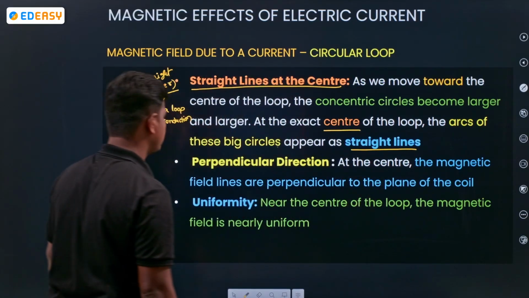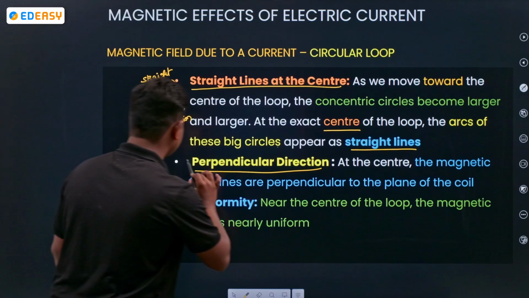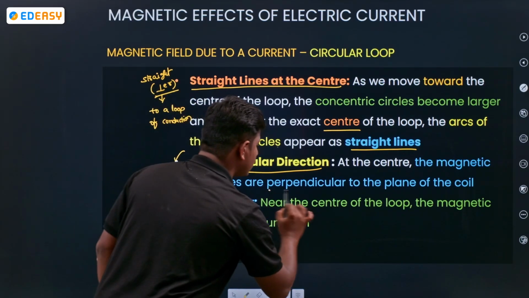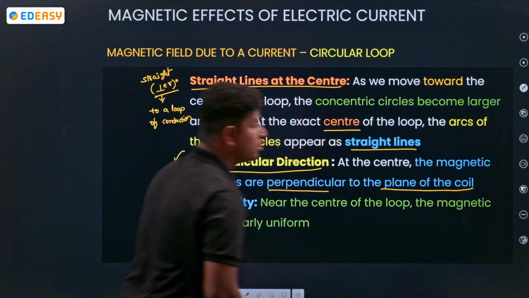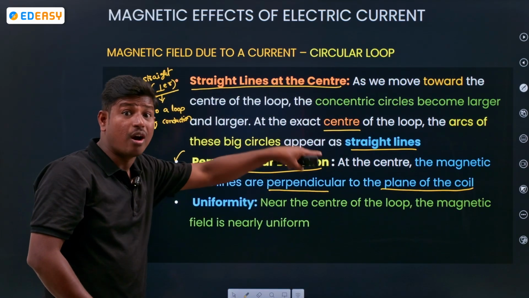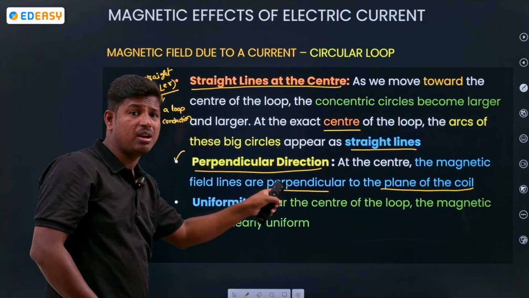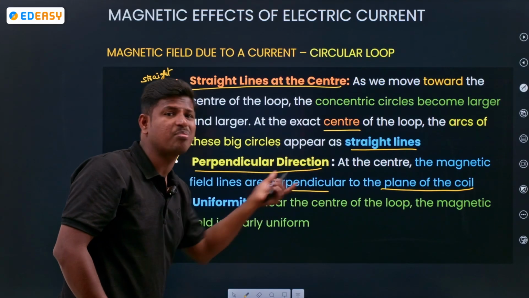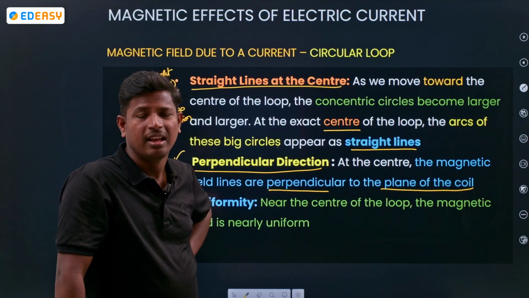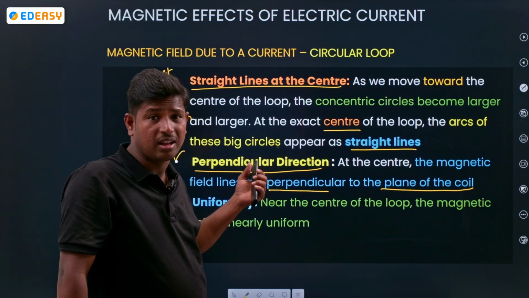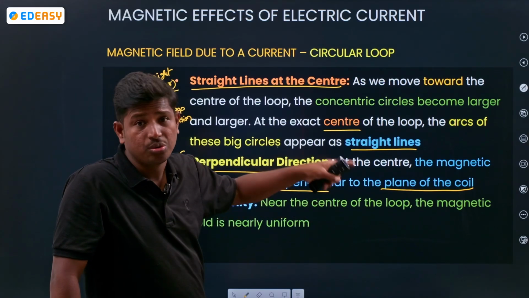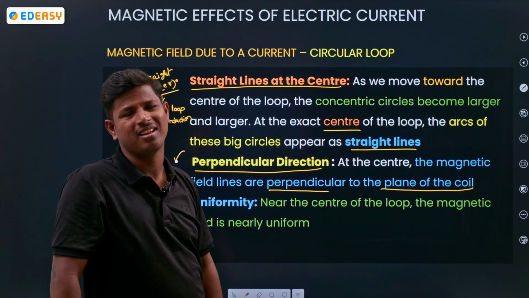Center as straight lines, perpendicular direction, look at this. Just now we discussed. This is perpendicular to the plane of the coil. So through the coil, what is going? Current. So for the coil it is perpendicular, which means for the direction of current also perpendicular. Simple logic. If it is perpendicular to the coil, and in the coil current is present, to the current also it will be perpendicular. Simple.